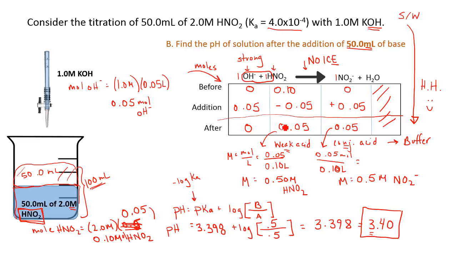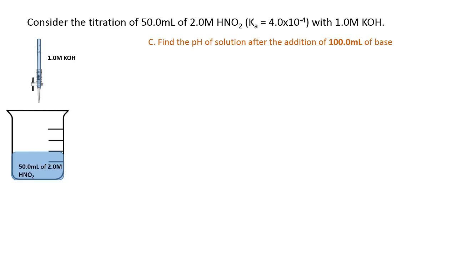Okay, so now we're going to move on to part C. In part C, we said let's add even more base. Let's add 100 milliliters of this base. We're going to revert back and assume we still have this 50 milliliter volume of 2 molar. So the moles are going to be the same: molarity times the volume in liters. It's the same value we had on the last slide, but I kind of made a mess of it. So 2 molar times 0.05 liters gives me 0.10 moles of HNO2.